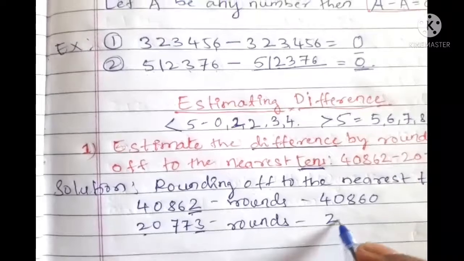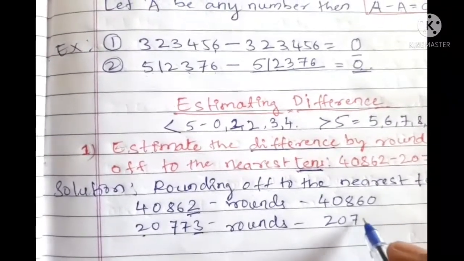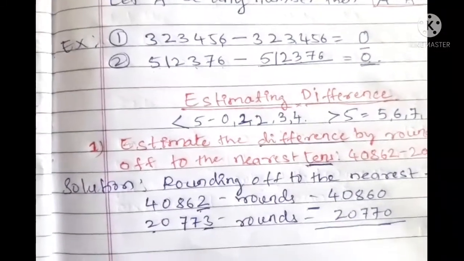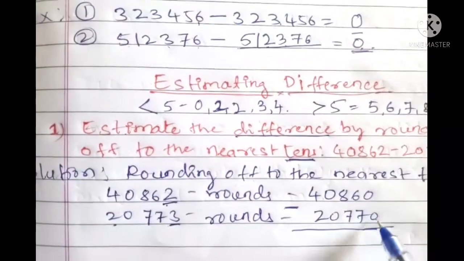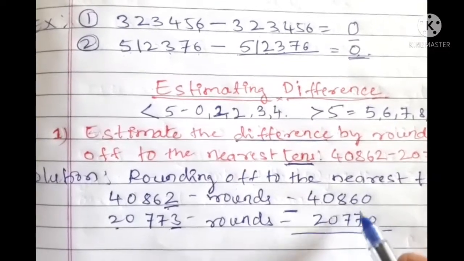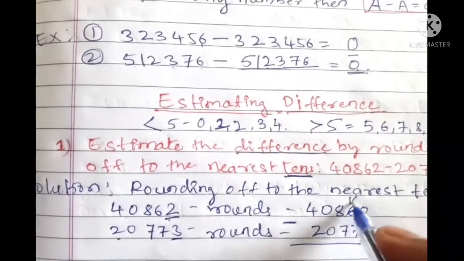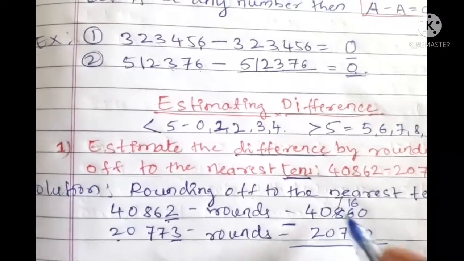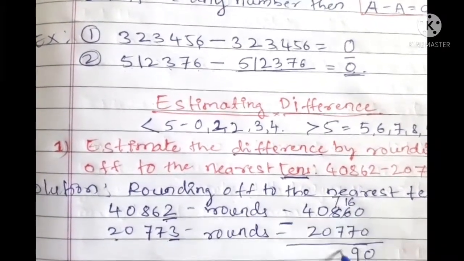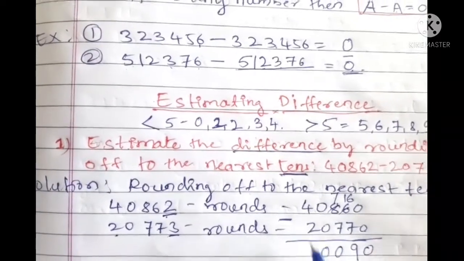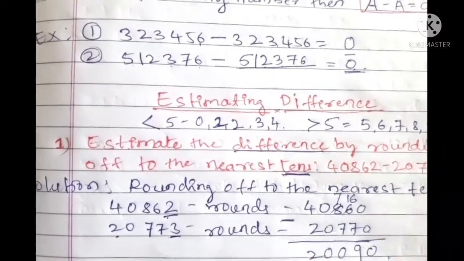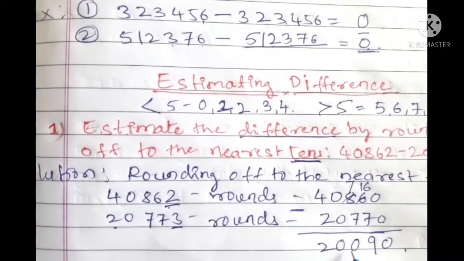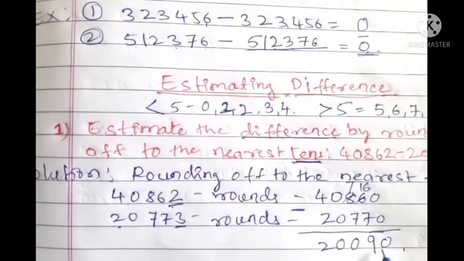So it becomes 20,770. What are we finding? We are finding the difference. Then 0 minus 0 is 0. 6 minus 7 is not possible, so make it 16. 16 minus 7 is 9. Then 8 becomes 7. 7 minus 7 is 0. 0 minus 0 is 0. 4 minus 2 is 2. So the nearest tens value for the difference is 20,090. I hope this example is clear.